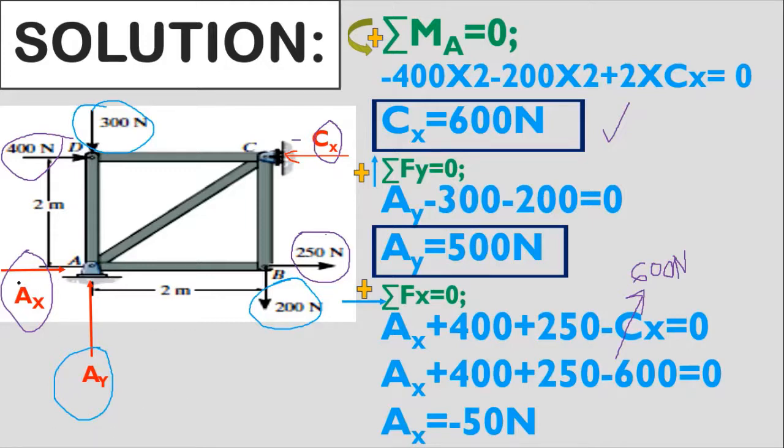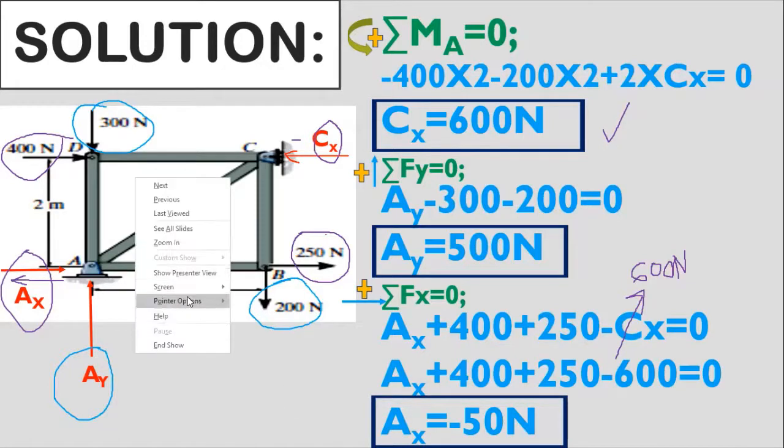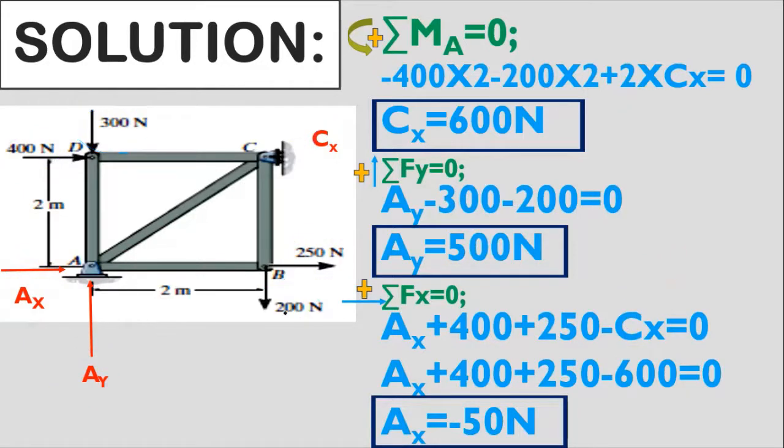So let me show you here. I was taking this support reaction towards the joint A, but it is away from the joint A. So this is the way to calculate the support reactions. Hopefully it is clear to all of you. Let me rub everything I have done here. Okay, done. It's all over. Now we have calculated all the support reactions.